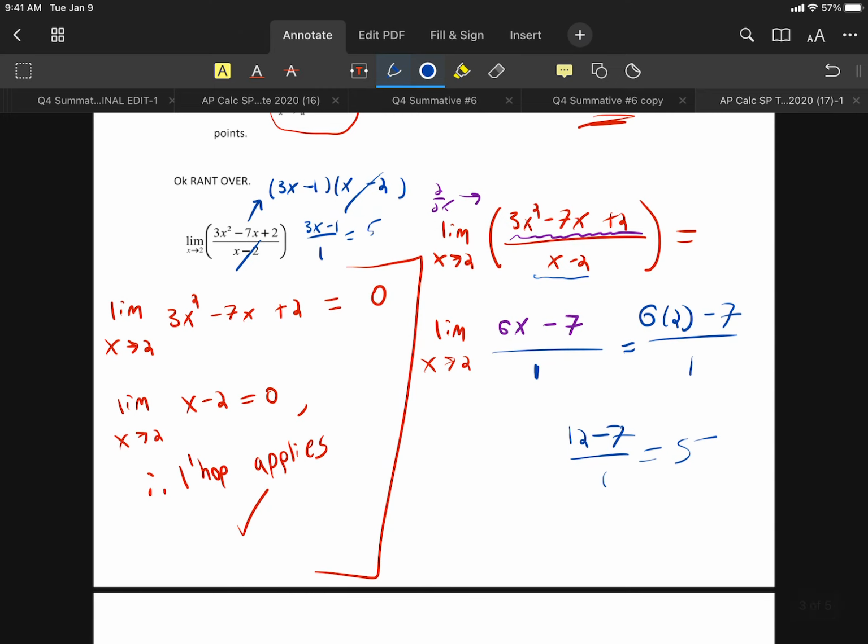Number one, if you're not so great at factoring or you just can't see it, L'Hopital's rule will work instead of factoring if it's a 0 over 0. But a lot of these you legitimately will not be able to factor, or as you're going to see in the Delta Math today, you might get it from a table or a graph or some way that cannot be factored.